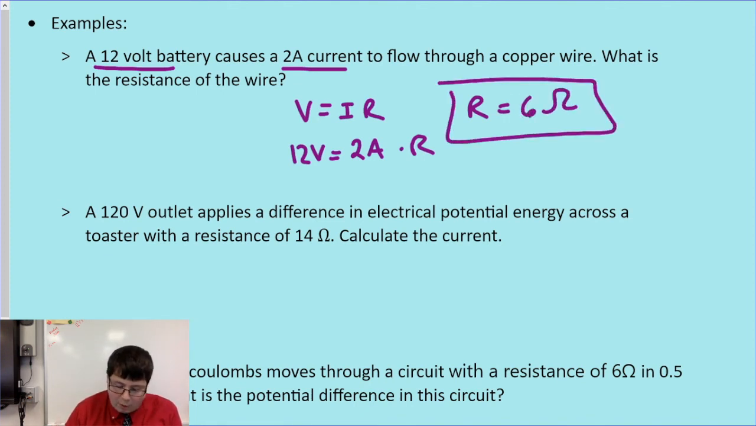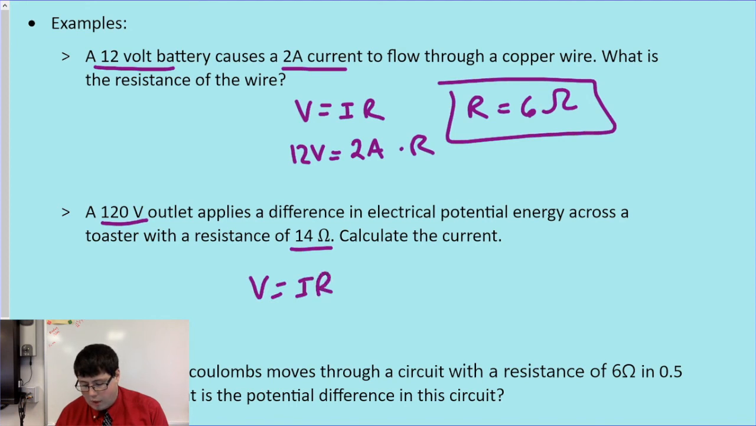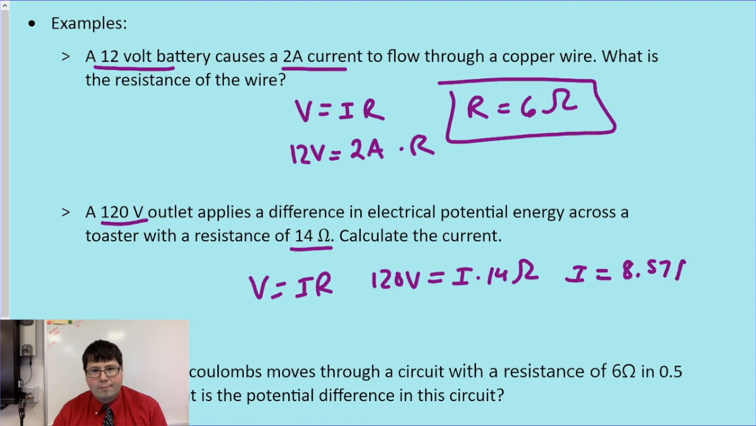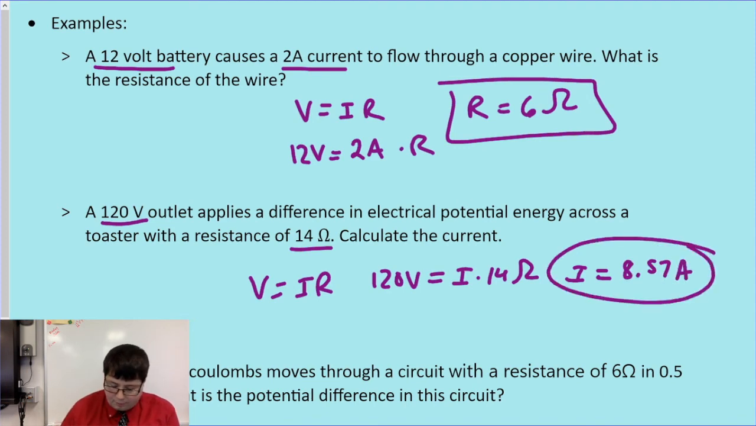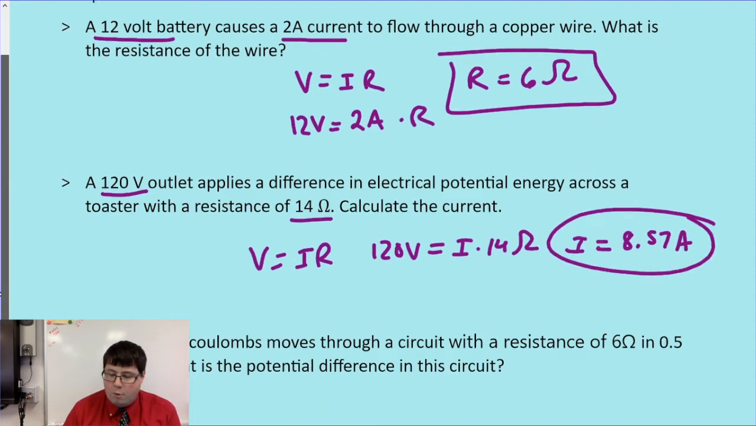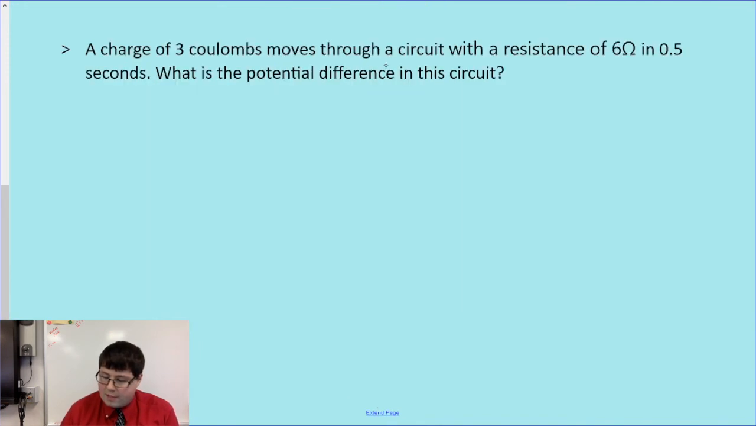Next, I have a 120-volt outlet that applies a difference in electrical potential energy across a toaster with a resistance of 14 ohms. I'm going to calculate the current. Once again, V is equal to IR. 120 volts equals I times 14 ohms. Plugging that into my calculator, I get 8.57 amps.